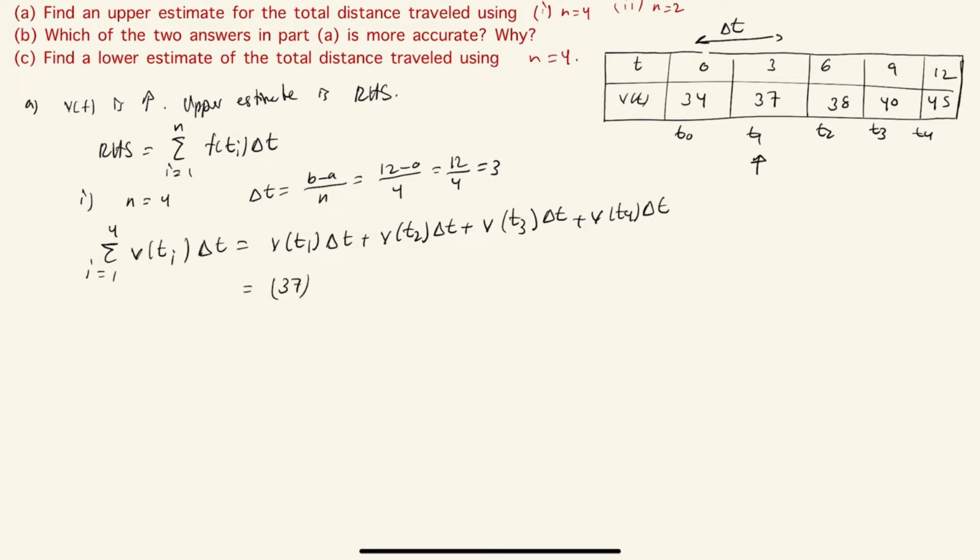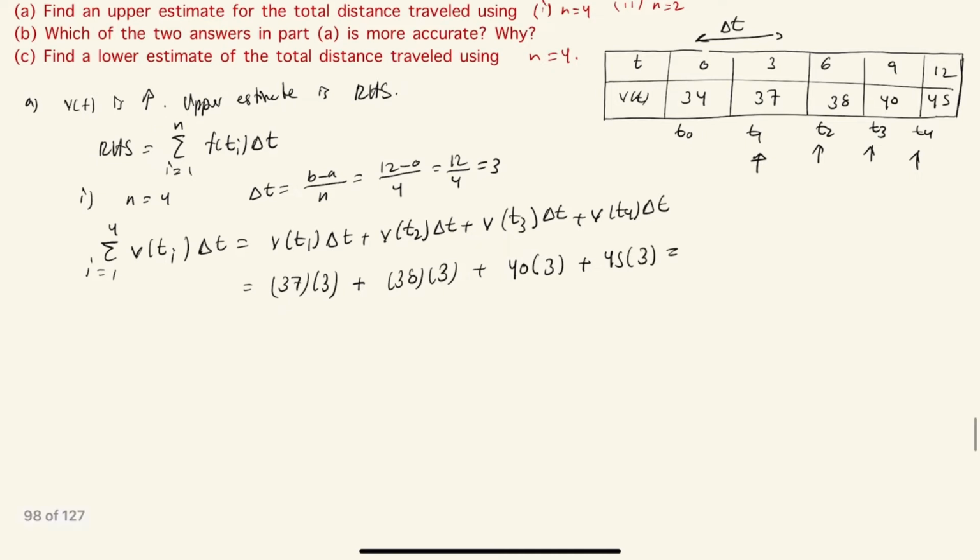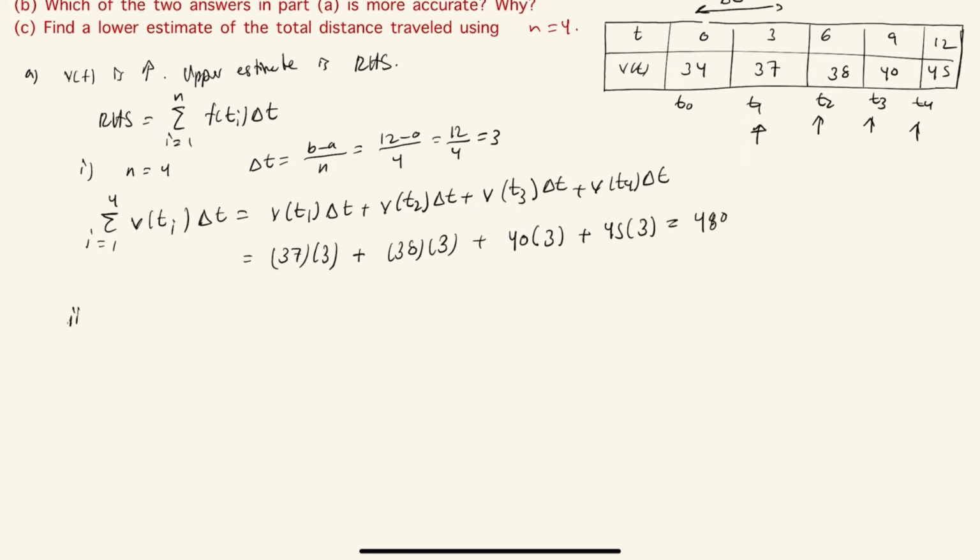So v(t1) is going to be 37 multiplied by the width, which is 3. And then v(t2) is going to be 38 multiplied by the width. And then v(t3) is going to be 40 multiplied by the width. And then v(t4) is going to be 45 multiplied by the width. The result is going to be 480.